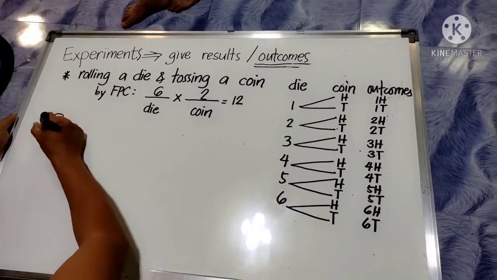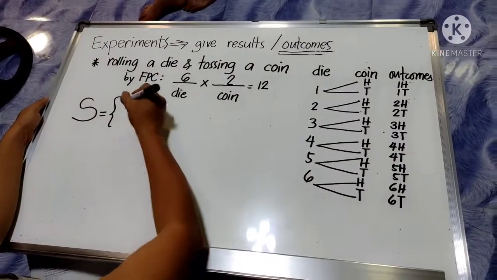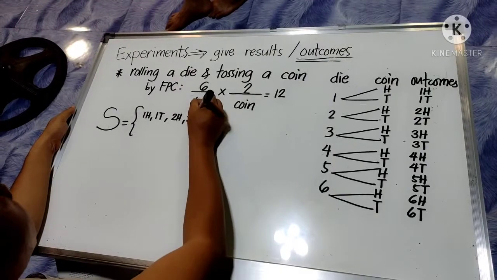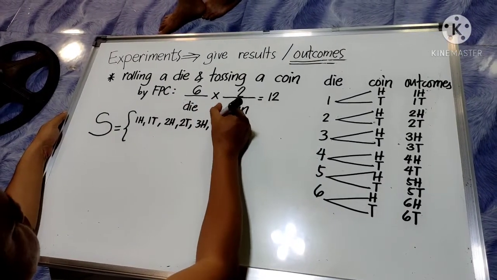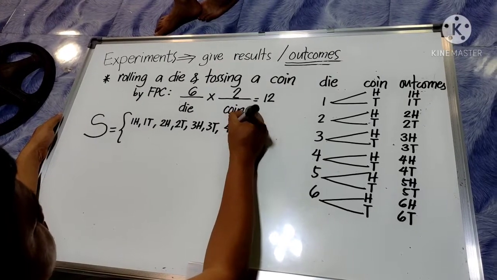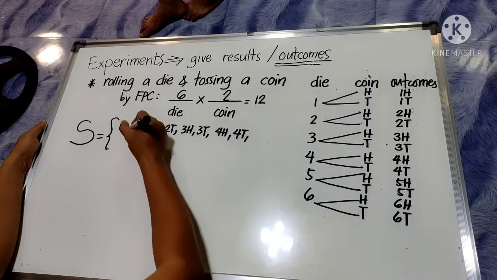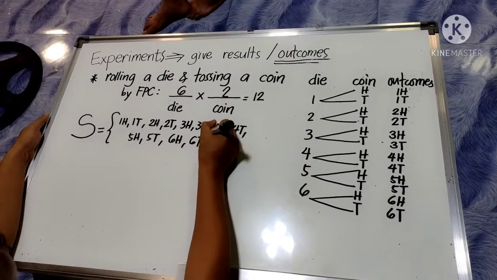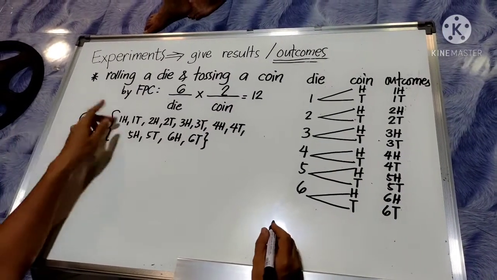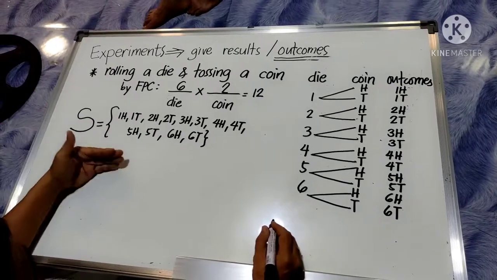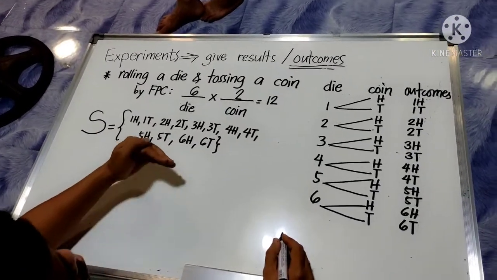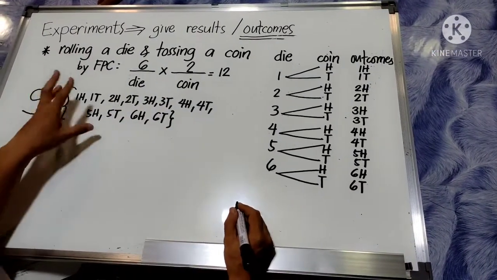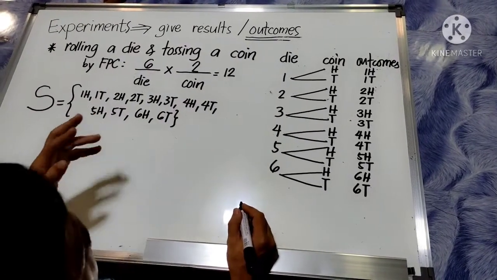Now, let's make the sample space. Ililista mo lang yung mga outcomes doon. So you have 1H, 1T, 2H, 2T, 3H, 3T, 4H, 4T, then 5H, 5T, 6H, 6T. It doesn't matter if you will have H1, T1, H2, T2 because again, as what I said, we are still on illustrating, but eventually in our succeeding lesson, we will not be dealing with words, or we will not be dealing with the symbols anymore because we will be dealing with the numbers.